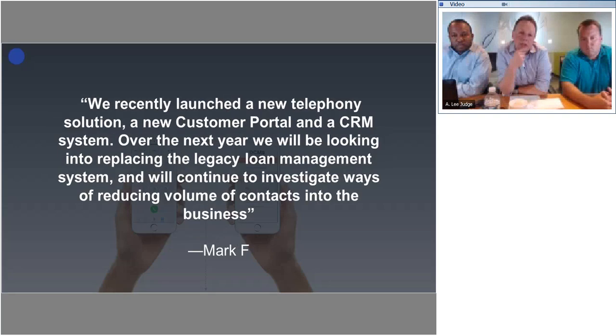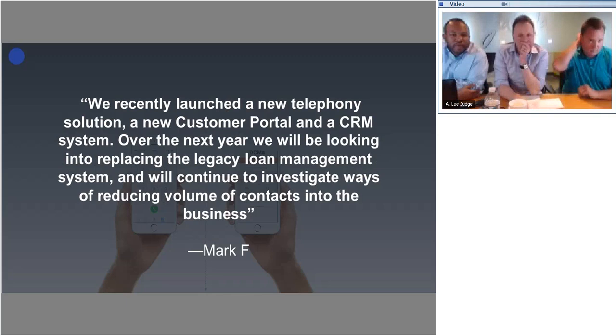Okay, great. Here's a question from Mark. He says, we recently launched a new telephony solution, a new customer portal, and also a CRM system. Over the next year, we'll be looking into replacing the legacy loan management system.